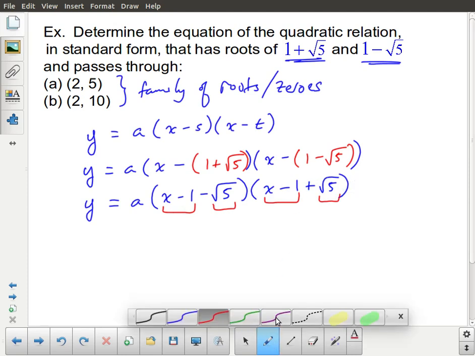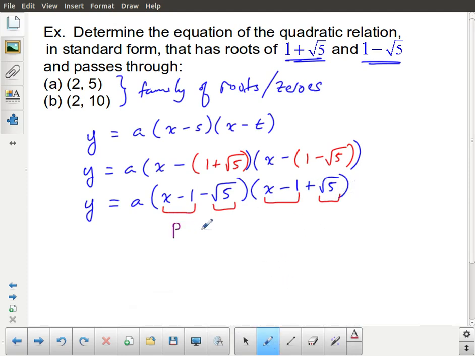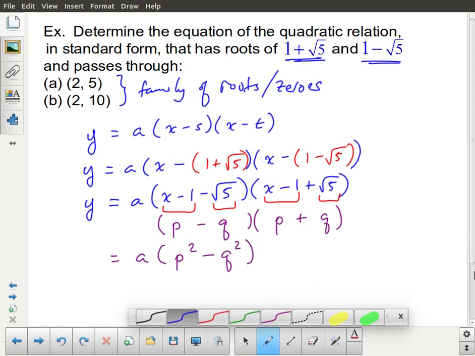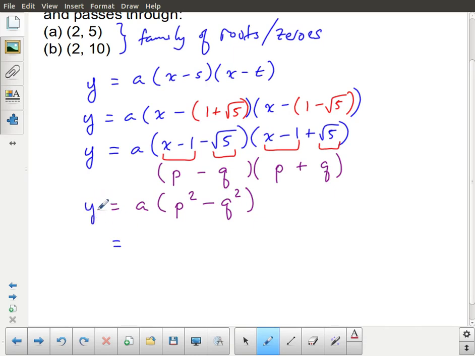So what we actually have here is the form P minus Q multiplied by P plus Q. We have a difference of squares situation. So if this was P and Q, this would be equal to a bracket p squared minus q squared. But of course, we don't have p and q. What we have is a bracket, and p squared would actually be x minus 1 all squared minus q squared, which is going to be the square root of 5 all squared.